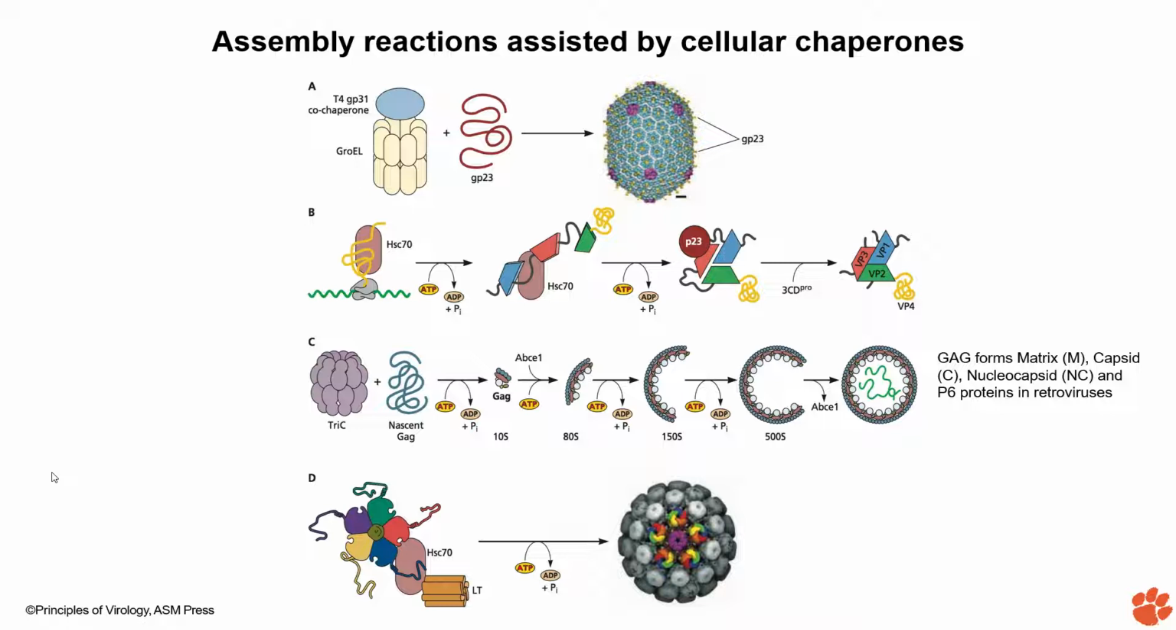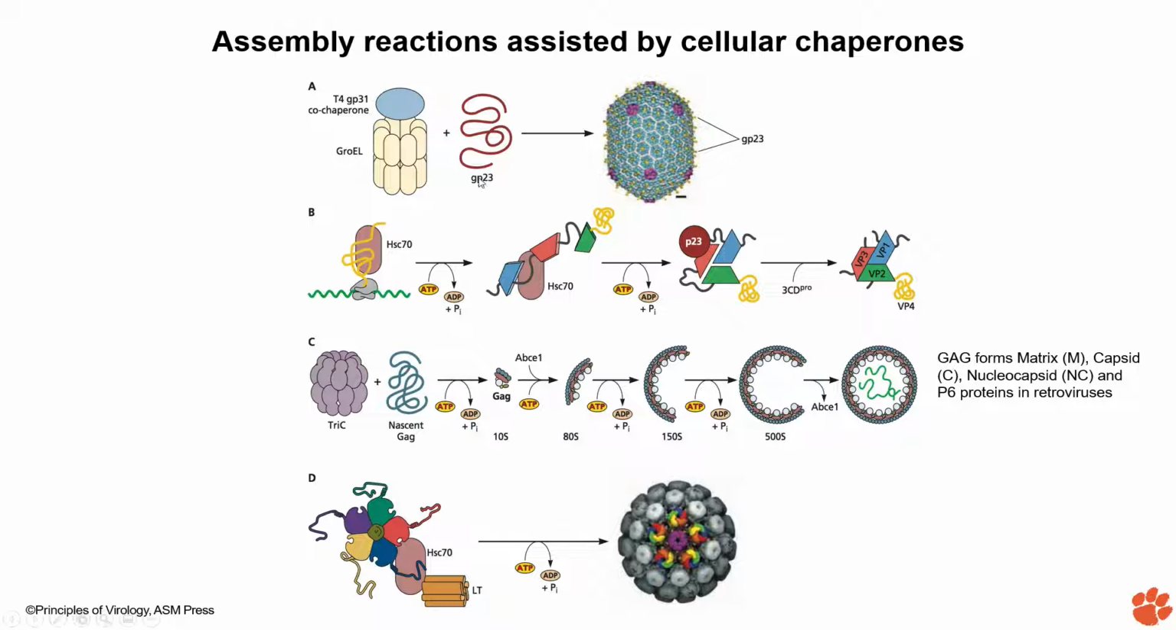The next part we are looking at is, as I said, that all these assembly reactions are assisted by cellular chaperones. So the first example we are looking at is the GroEL structure. GroEL and GroES: GroEL is the large and GroES is the smaller subunit. These are very well characterized chaperones in E. coli. So it's a bacteriophage, and that's why it's a protein from E. coli. GroEL works with GroES. The small and the large together fold the bacterial proteins.